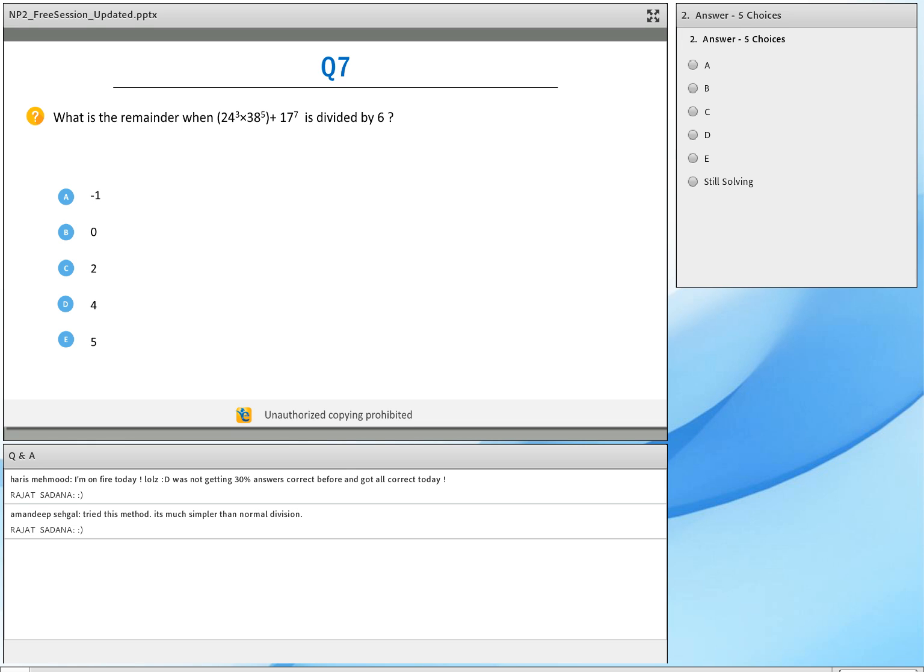Right. Pretty much everyone's done, and everyone's done this correctly. Beautifully. 86% of you got this right. Let's see how we go about doing this.